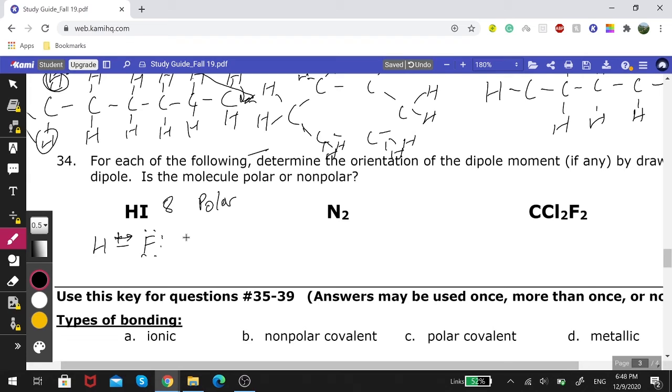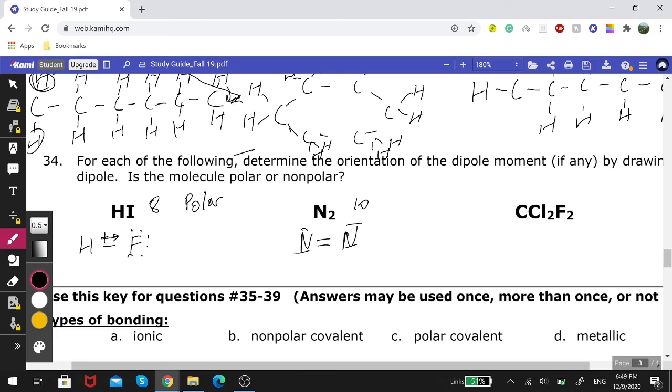So N2. From the look of it, it's nonpolar. So let's double check that by drawing N. N has 5, so 10 total. If we do 2, 4, 6, 8, 9, 10, this won't be enough, so we're going to have to make a double bond over here. 2, 4, 6, 8. Yeah, perfect. Since both of these elements are equal and the number of electrons they have is equal, there will not be any arrows anywhere, so this is nonpolar.